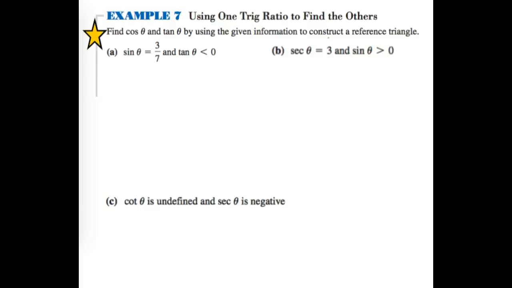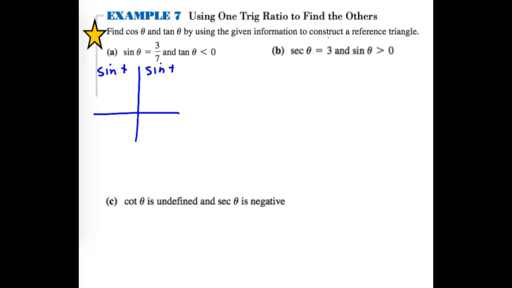okay? So the first thing I'm being told is that the sine of theta is 3/7. That's a positive 3/7. So think about our coordinate plane. In which quadrants would sine be positive? Think about it. In which quadrants will my sine be positive? 1 and 2. Okay, so sine is positive here and here. Yes?